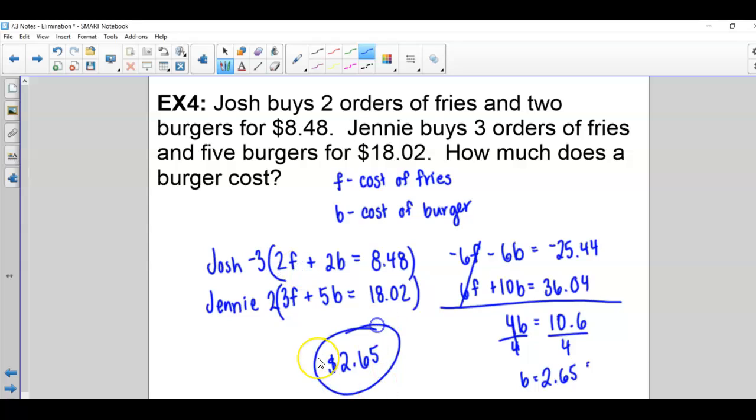Now, that's our answer because it only asked us for the burger's cost. So we don't have to plug back in to find the cost of the fries. We could if they asked us for it, but we don't have to. Okay, questions? Okay.